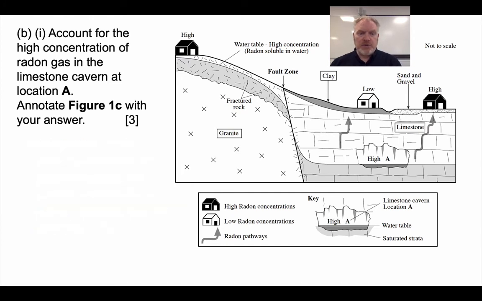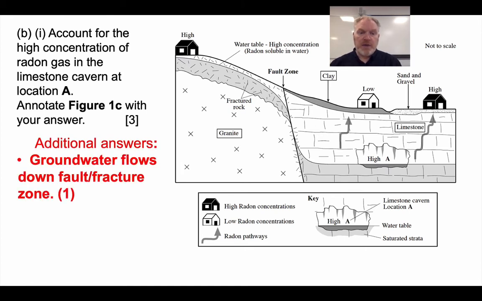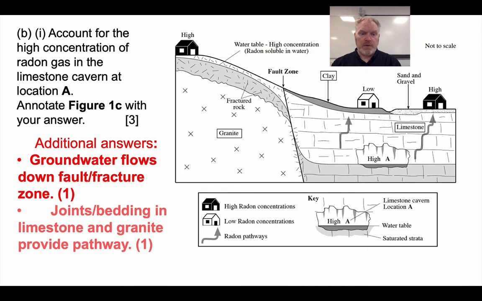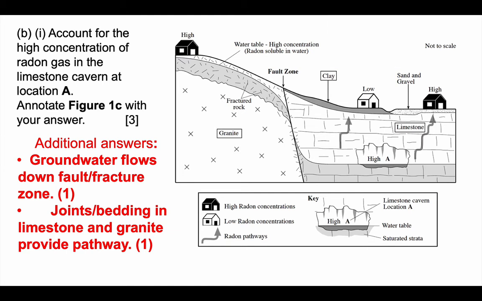We still need to pick up some other marks though. So extra marks can be picked up by saying the groundwater is clearly flowing down that fault zone or through the fractured rock there. We can see above the granite and along the fault. We've also got a pathway from the joints and the bedding of the limestone to allow that water to move.